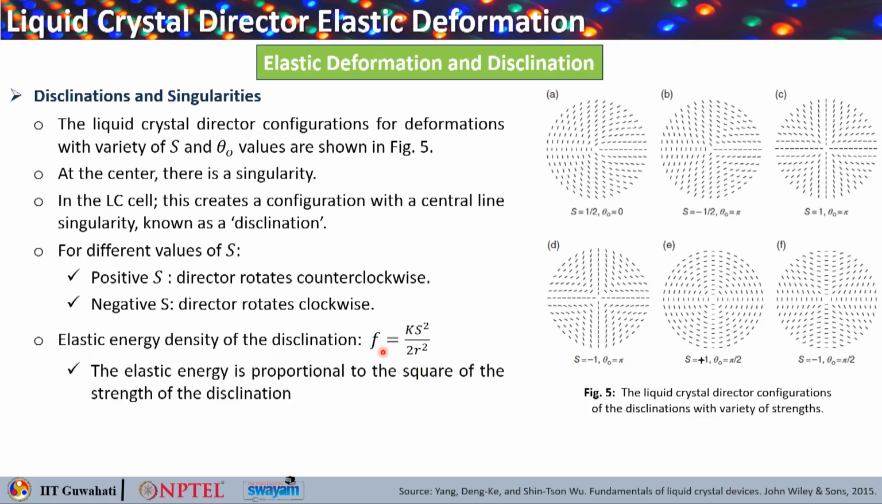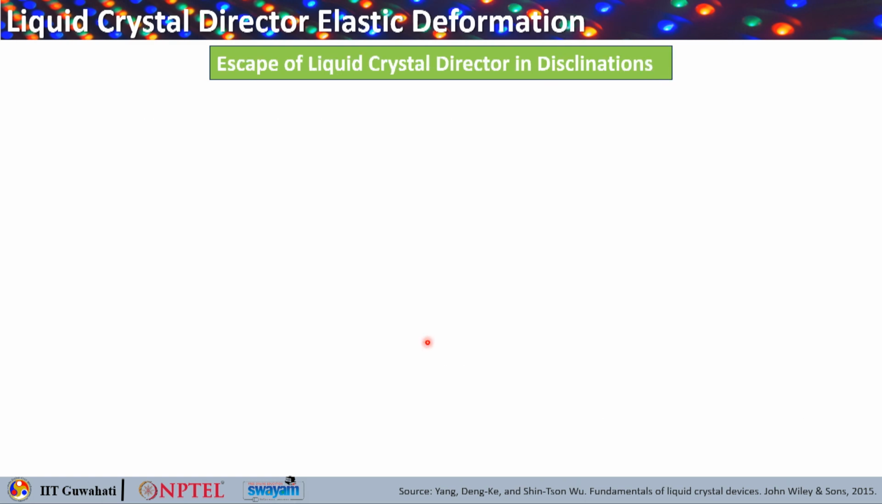So, what you see is that the elastic energy is basically proportional to the square of the strength of the disclination, and the energy will diverge when this radius becomes 0. That means it is becoming a very sharp turn, or there is a singularity. So, whenever there is a singularity, the energy basically diverges.